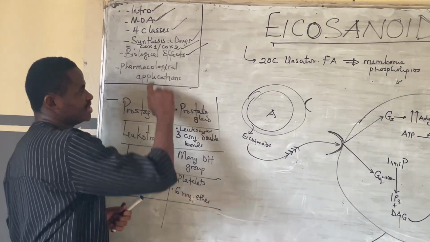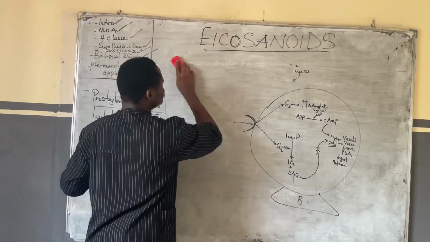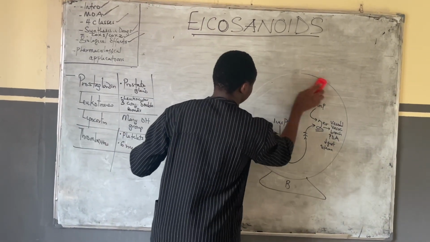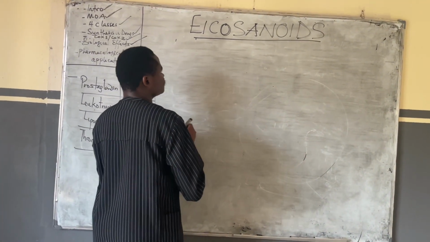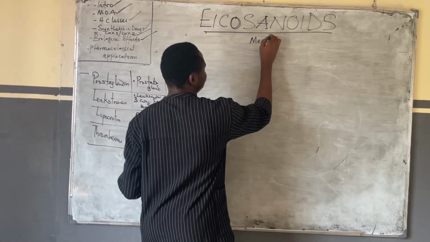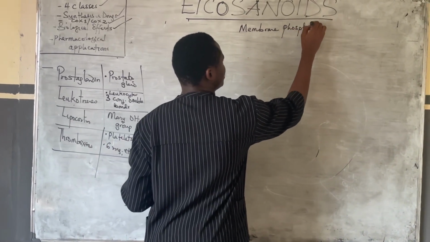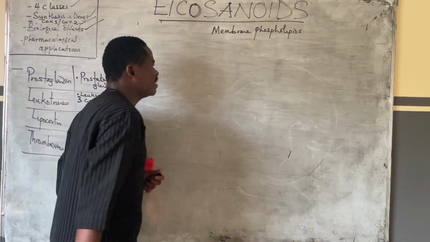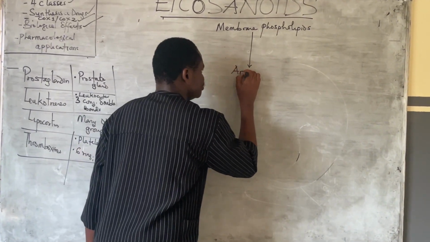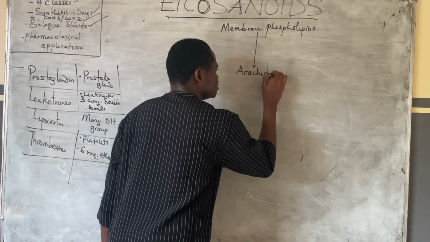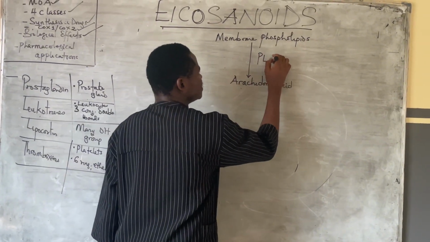Now let's discuss the synthesis of the eicosanoids. For the synthesis of the eicosanoids, I'm going to really take out time to discuss a whole lot of things here. Number one, the whole story begins from membrane phospholipids, which I said before. Membrane phospholipids will break down to form arachidonic acid. Now, the enzyme that catalyzed this was phospholipase A2.